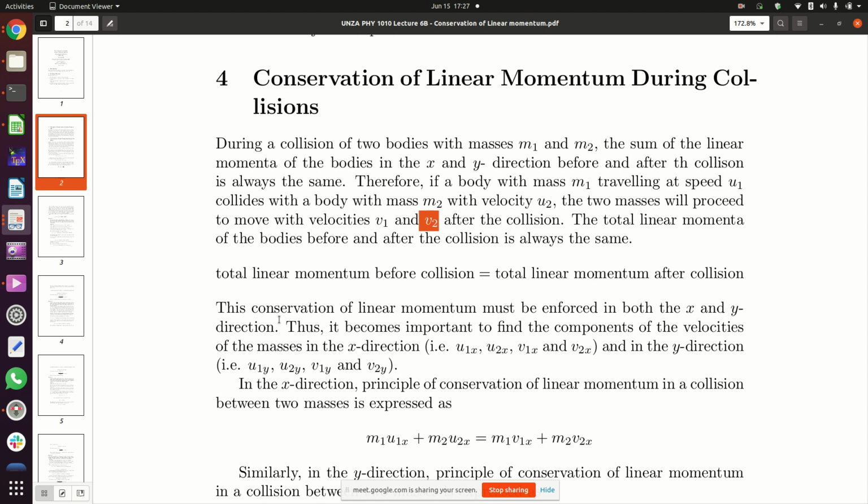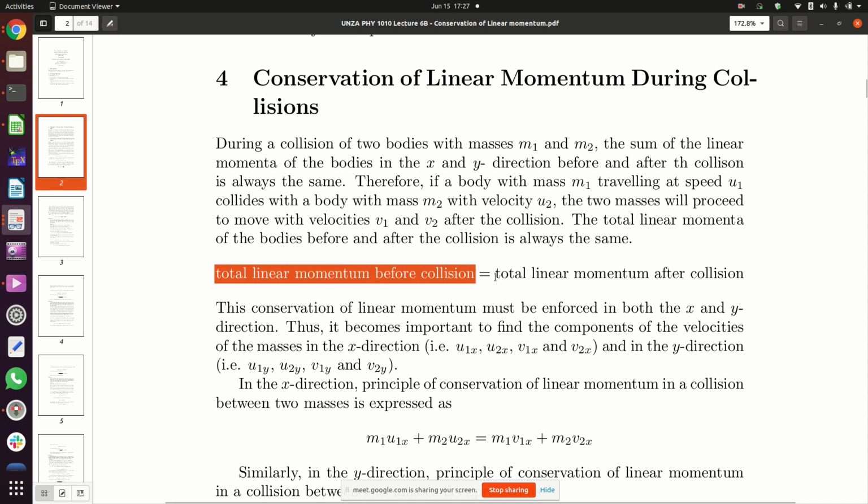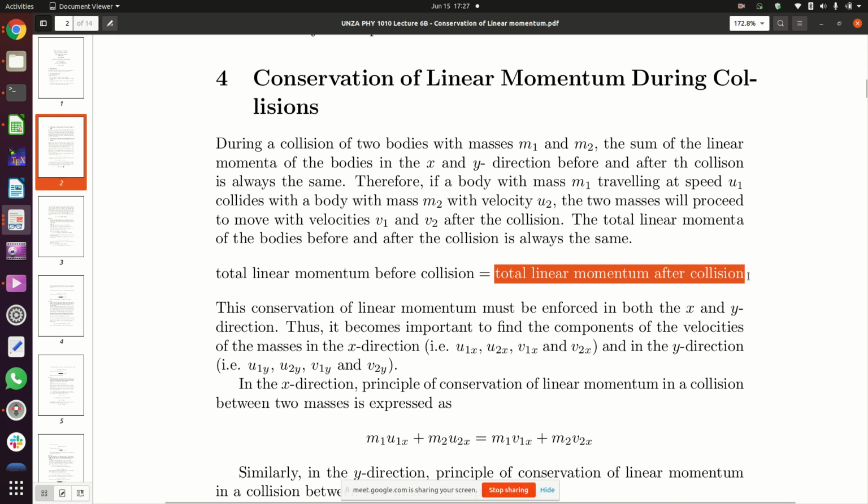Yes, sir. So in this case, with this conservation of linear momentum, what we are saying is that just before the collision, before these two objects collide, and just after they collide, the linear momentum has to be the same. It's not going to be the same all the time. No, this is just before they collide and just after they collide. So we're saying the total linear momentum just before collision should be equal to the total linear momentum just after collision.